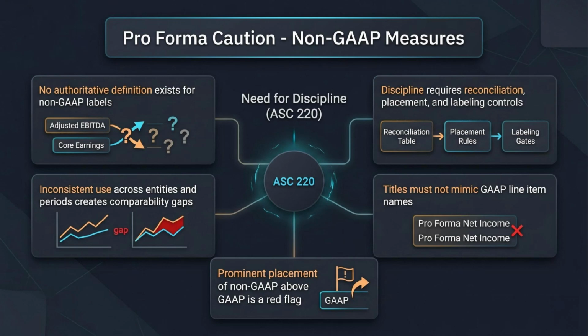Companies often use labels like adjusted EBITDA, core earnings, cash earnings, or adjusted net income to communicate what management believes is underlying performance. The risk is that these labels do not have one universal definition. One company's adjusted earnings may exclude stock compensation, while another may include it. One company may remove restructuring costs every year and still call them one-time. So the exam-ready phrase is this: non-GAAP measures need discipline. They are not automatically wrong, but they must not mislead users.